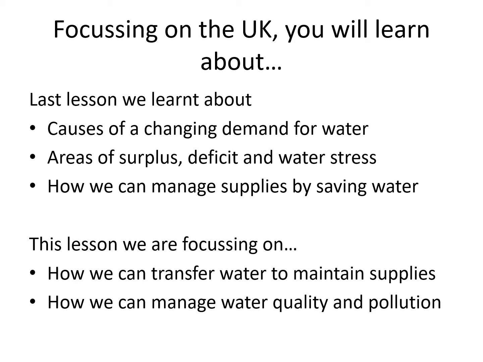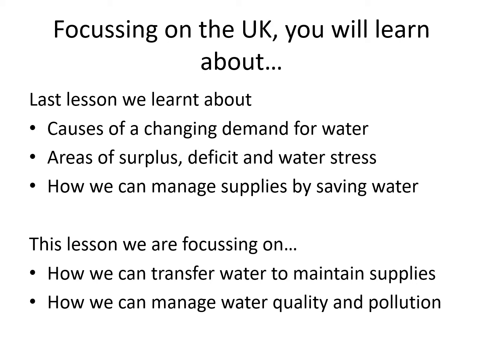We also started to look at how we can manage supplies by saving water, and you did a poster on that. Today we're continuing and we're looking at another way in which we can manage our water supply, and that is transferring it from an area of surplus to an area of deficit by using pipes. So in other words, building a dam, damming up a river, building a reservoir behind it that holds all the water, and then piping that water to the places that need it. We call that water transfer.